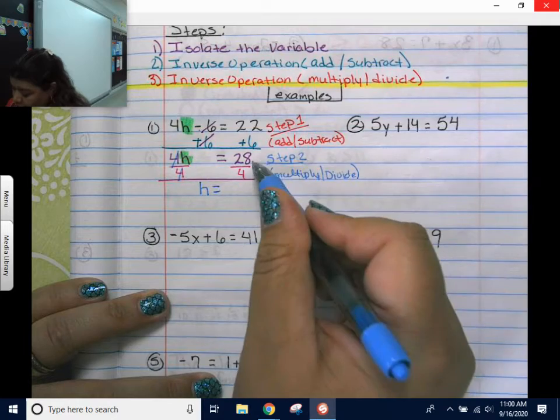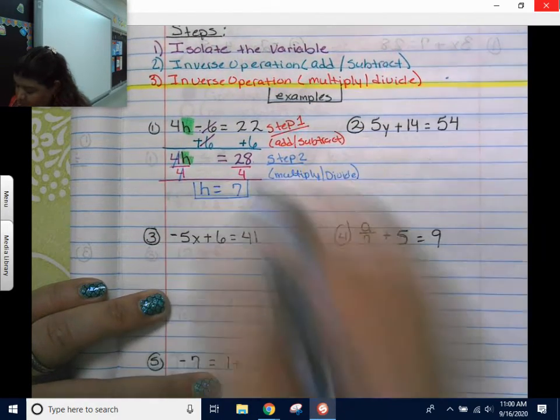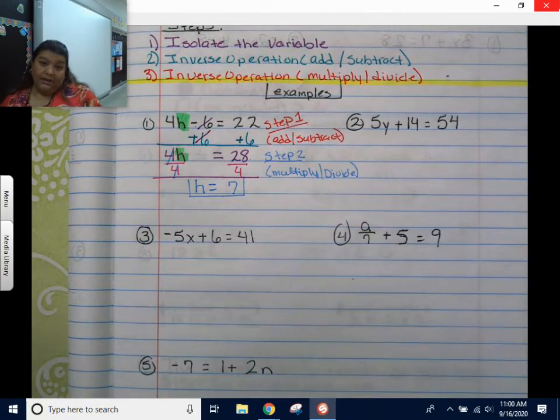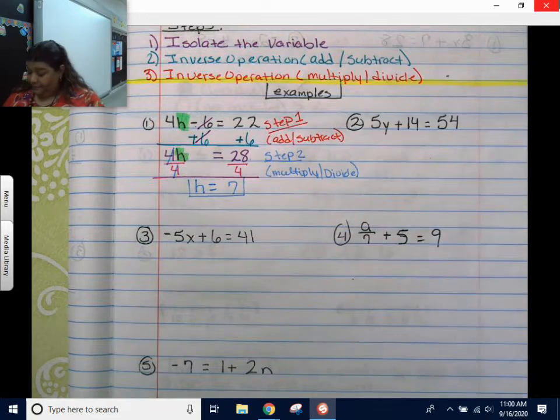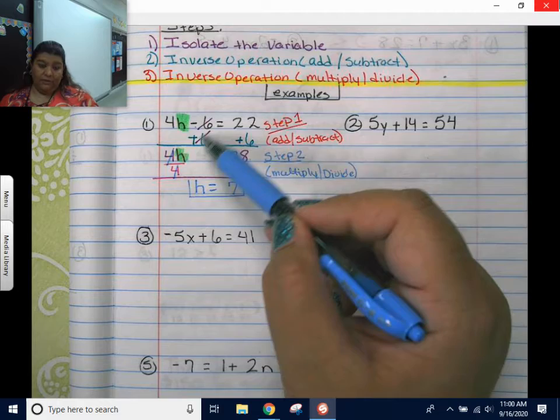Okay, so here I have 28 divided by 4 is a 7. They're both positive, so my answer is going to stay a positive 7, just like that. You check it the same way we did Monday and Tuesday, okay? But again, isolate the variable. That shows you the numbers you have to get rid of on which side of the equal sign.